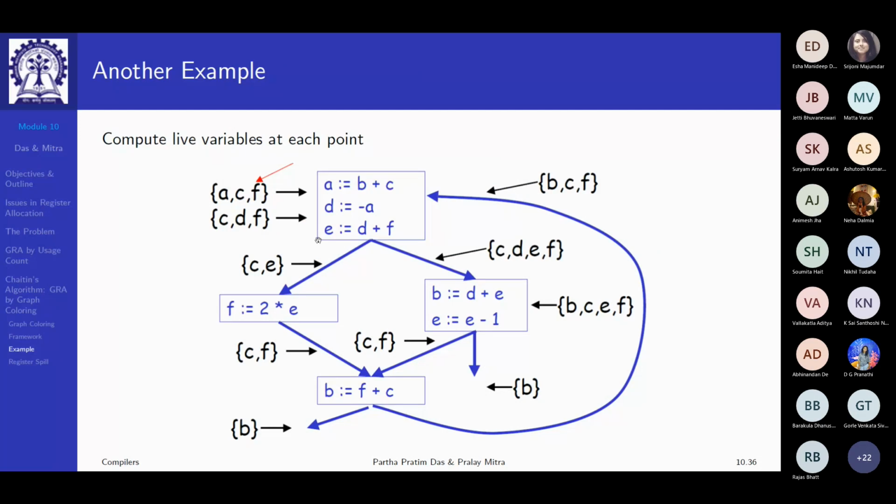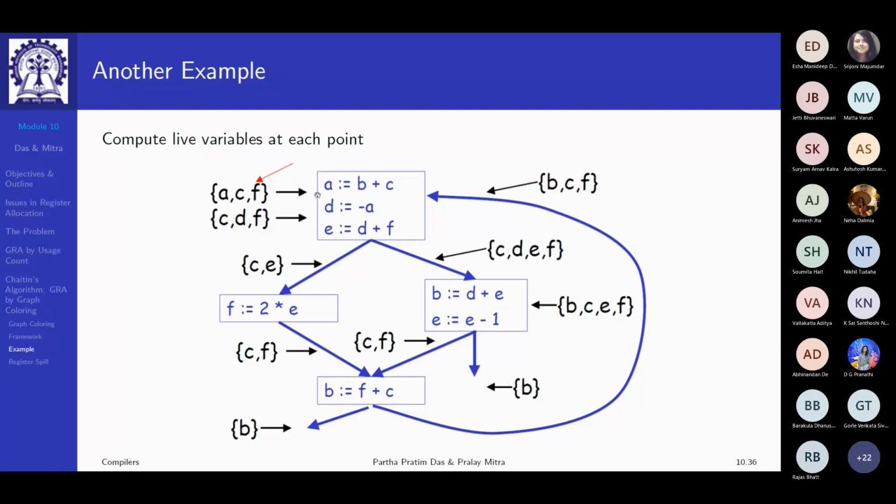Let's say this is the graph, and at every point we have shown the liveness. So for example, on input to the first block here, B, C, and F are live, because they are used without being defined. So they must be live on entry. Whereas A and D are not live because they are defined and then used. So very simple. So the liveness DFA will generate this kind of information.